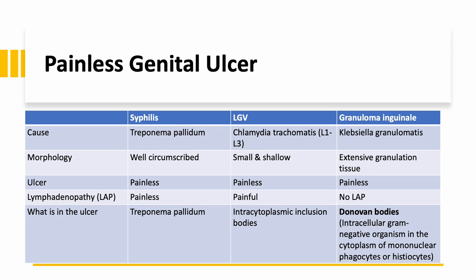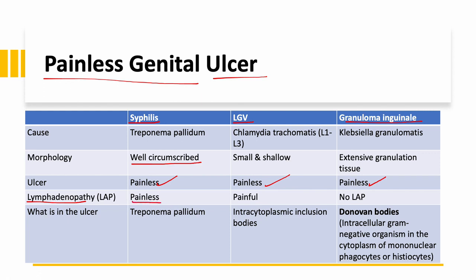نبدو بالpainless genital ulcer conditions. عندنا في الجدول هذا 3 حالات including syphilis, lymphogranuloma venereum, and granuloma inguinale. Those 3 conditions associated with painless ulceration, and how we can differentiate between the 3. So syphilis caused by Treponema pallidum. The ulceration is well circumscribed, also known as chancre. It's associated with painless lymphadenopathy.